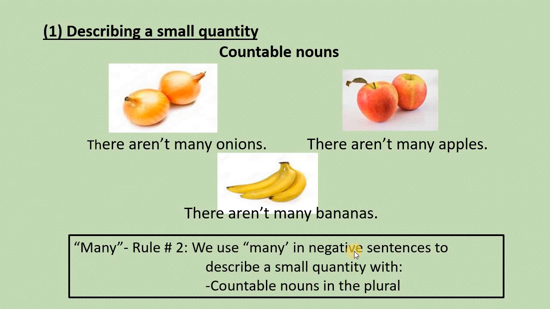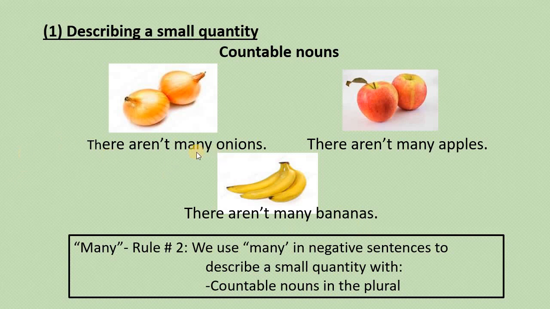Moving on, guys. Now let's move on to describing a small quantity. So again, these are examples of countable nouns describing a small quantity. There aren't many onions. There aren't many apples. There aren't many bananas.